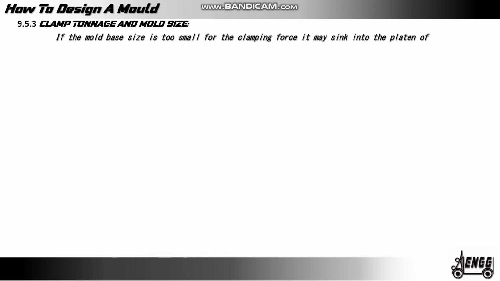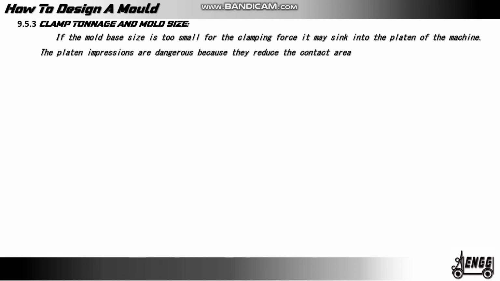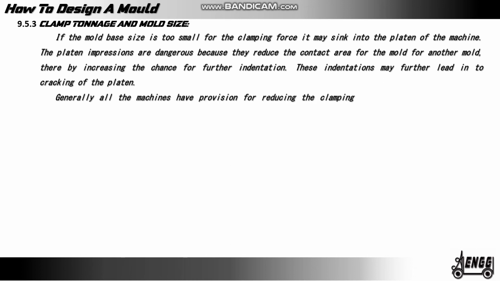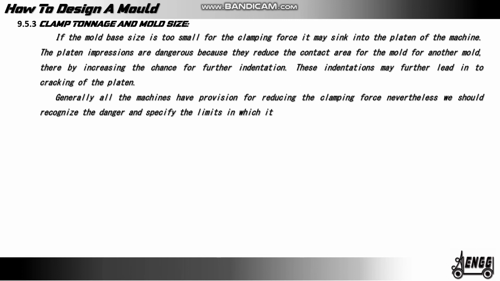Clamp tonnage and mold size. If the mold base size is too small for the clamping force, it may sink into the platen of the machine. The platen impressions are dangerous because they reduce the contact area for the mold or another mold, thereby increasing the chance for further indentation. These indentations may further lead to the cracking of the platen. Generally, all the machines have provisions for reducing the clamping force. Nevertheless, we should recognize the danger and specify the limit within which it is safe to operate.